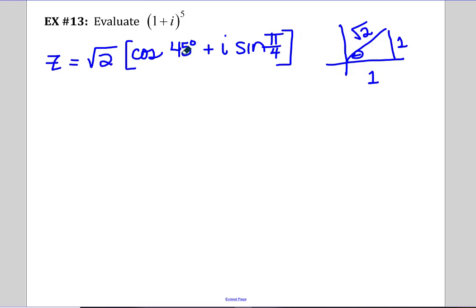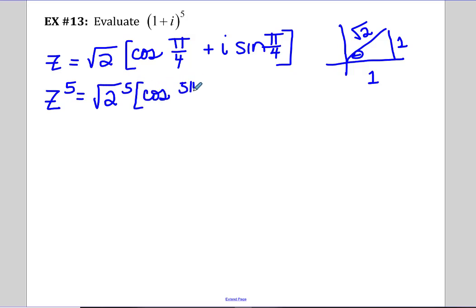And the reason I think it's easier is because it's easier to multiply pi over 4 times 5 than it is to do that math in your head. So raising that complex number in polar form to the 5th power, this is what I'm talking about. Cosine of 5 times pi over 4 is 5 pi over 4. And somehow radians are just easier to work with.